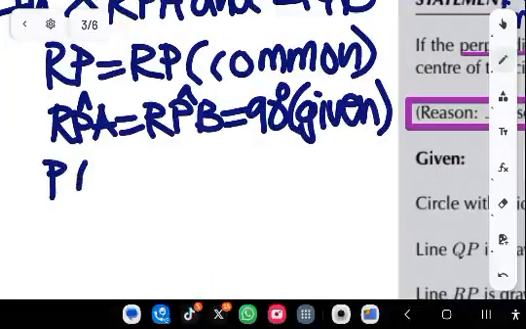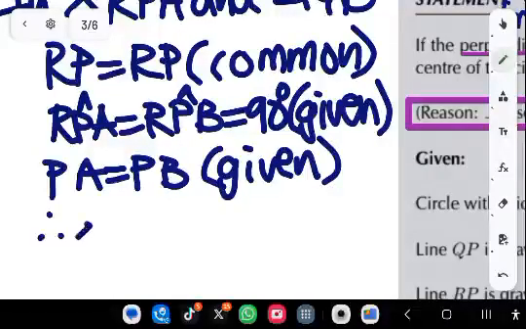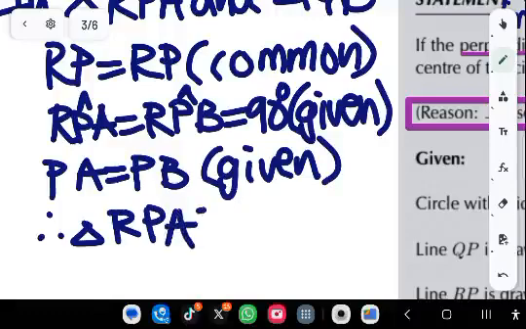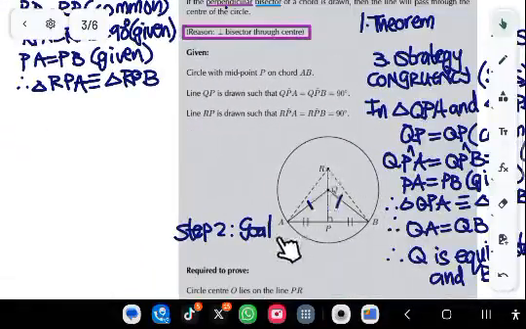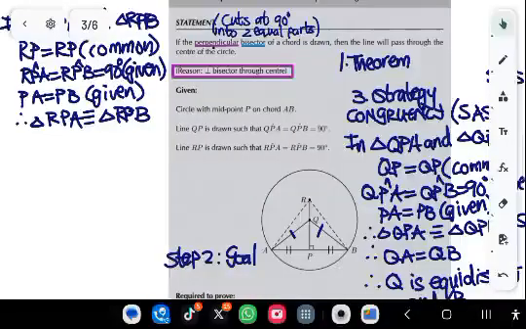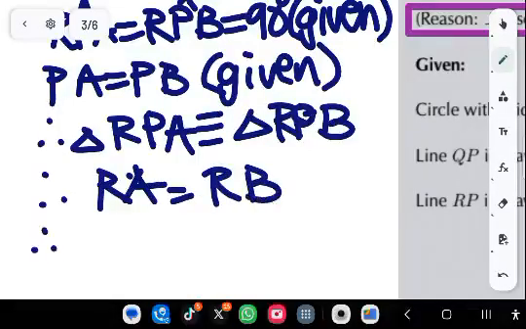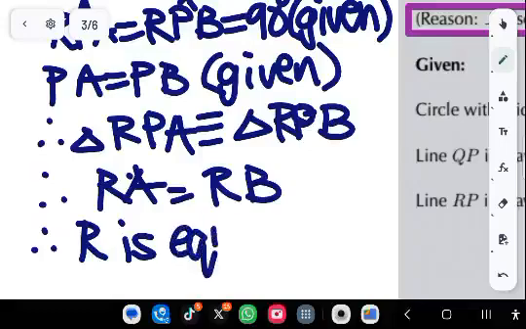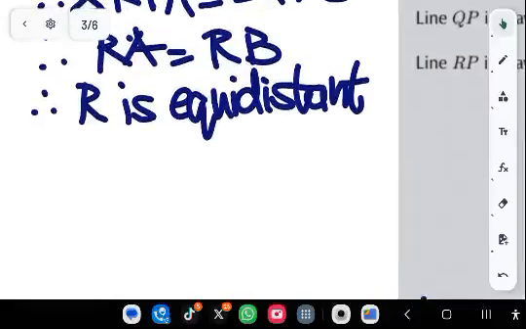PA equals PB, that was given. Therefore, the two triangles are congruent, meaning that R is equidistant to A, meaning that RA equals RB. Therefore, RA equals RB, meaning that R is equidistant to both A and B.